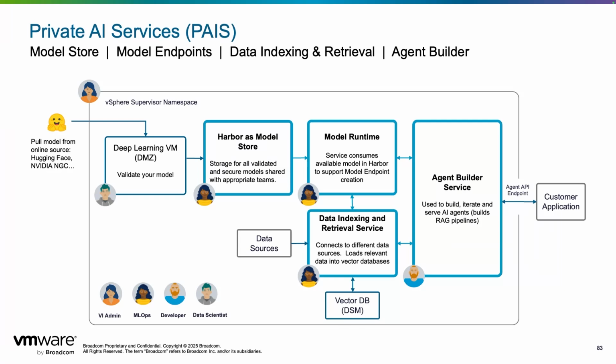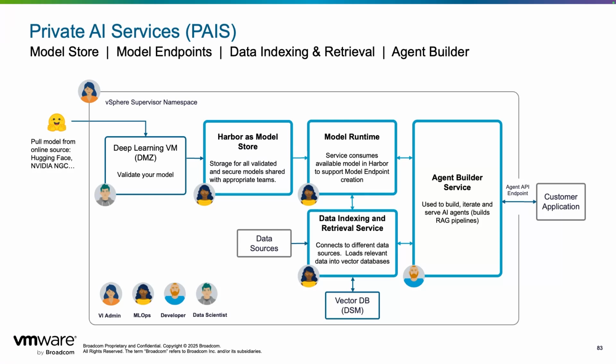For the purpose of today, let's go through this a little bit deeper with some extended talk points. On the diagram is an example of how a model is consumed during its lifetime. Models are pulled from online sources such as Hugging Face, NVIDIA NGC, and others. Data scientists validate these models for use with private AI in a DMZ environment. The Harbor registry can then be used as a model store for storing internally validated and secure models, which can be used by MLOps teams.